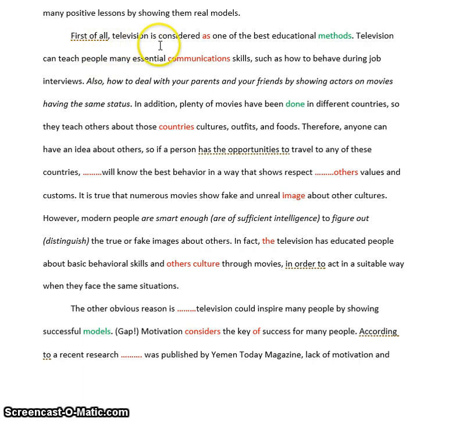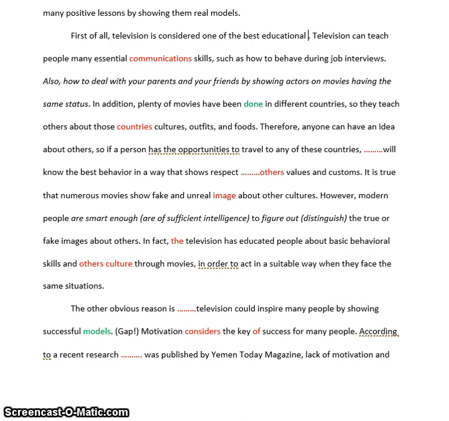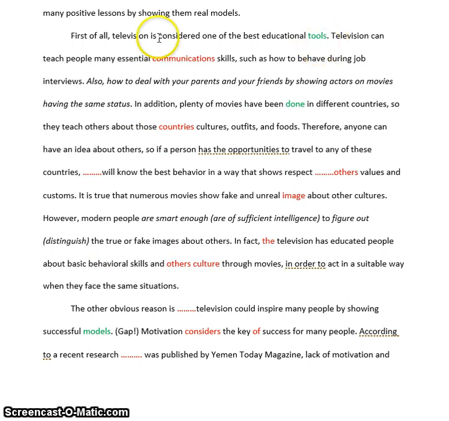First of all, television is considered, we don't need as, is television is considered one of the best educational methods. Okay, so a method is how you do something. Television is not how you do something. Television is an item. So instead of saying methods, we're going to say tools. One of the best educational tools or equipment.